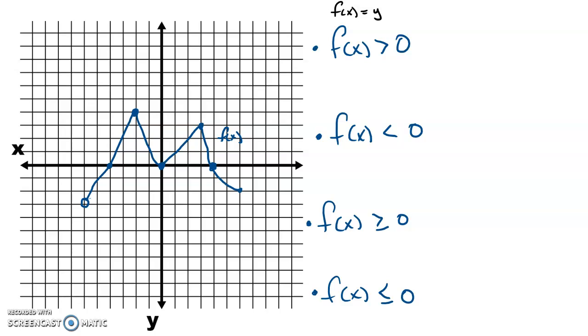The first question asks for where f of x is greater than 0. We need to remember what the symbol means. If we replace that with y, to put it in a different context, we're asking where are the y values greater than 0? So which x values of the function give us a y value greater than 0?